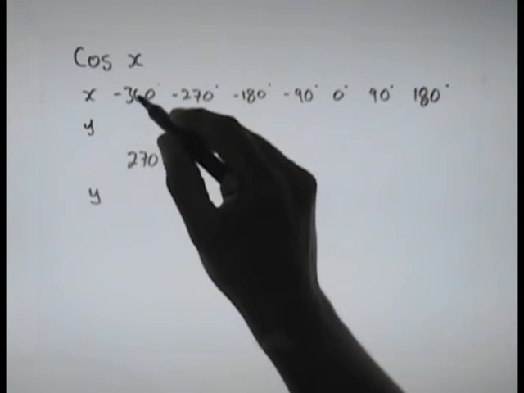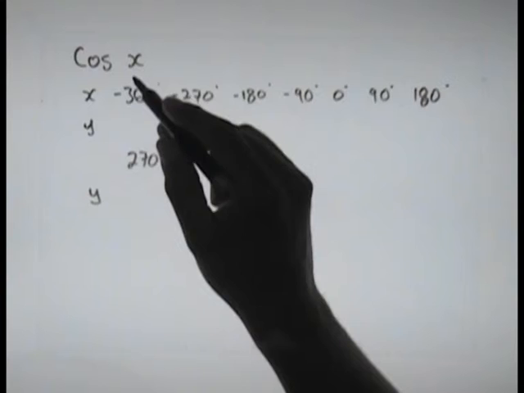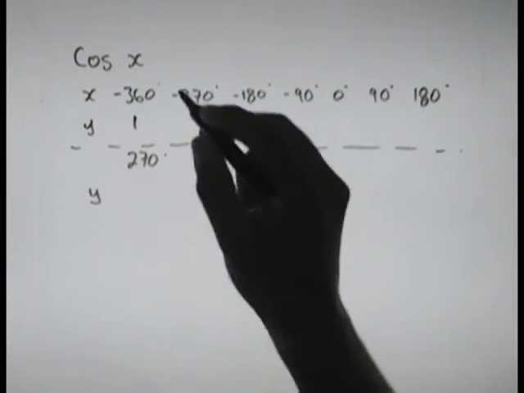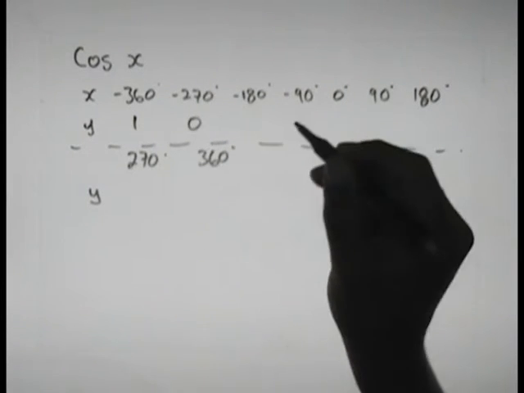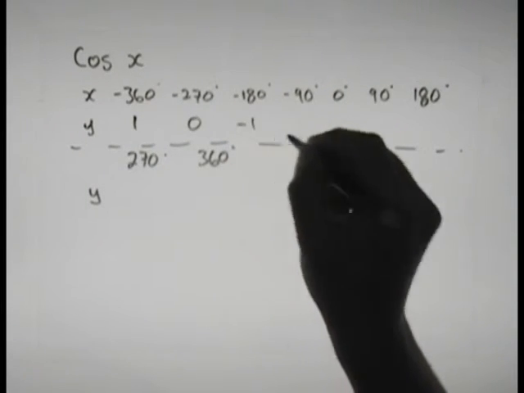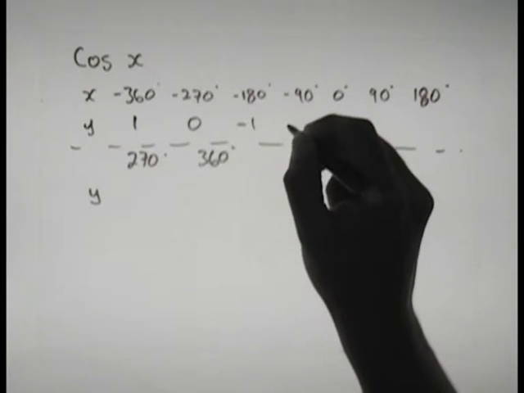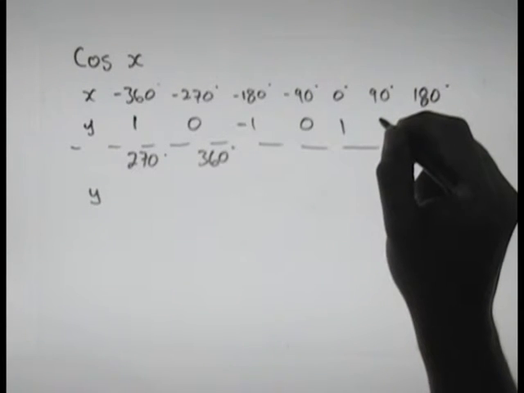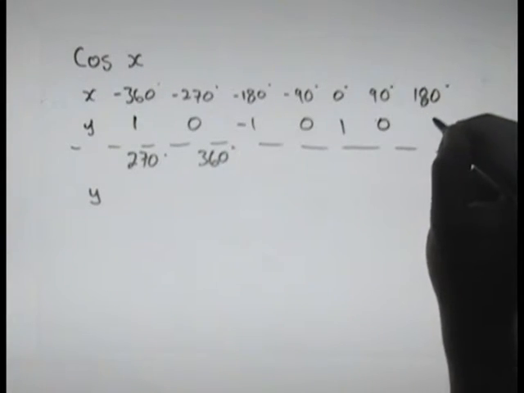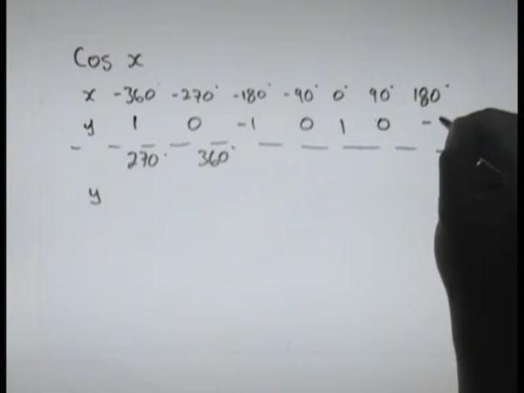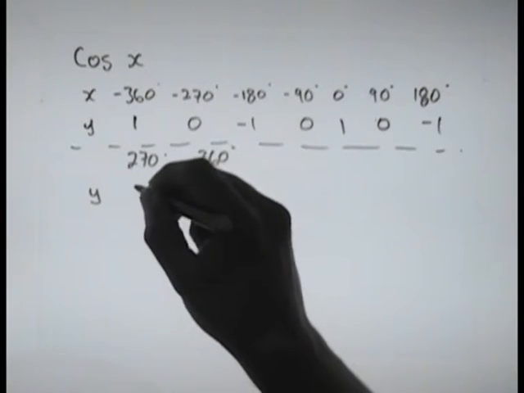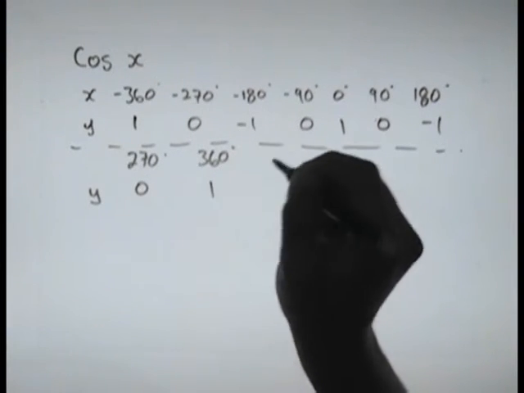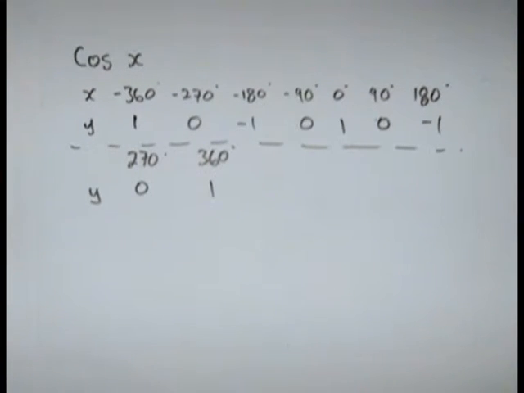When x is equal to negative 360, cos of negative 360 on your calculator should give you an answer of 1. Cos of negative 270 will give you 0. Cos of negative 180 will give you negative 1. Cos of negative 90, 0. Cos of 0, 1. Cos of 90 will give me 0. Cos of 180 degrees will give me negative 1. Cos of 270 degrees will give me 0. And cos of 360 will give me positive 1.